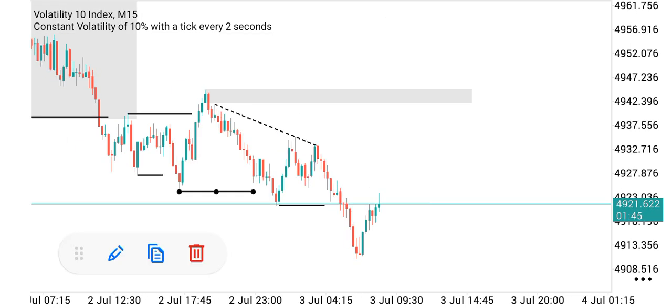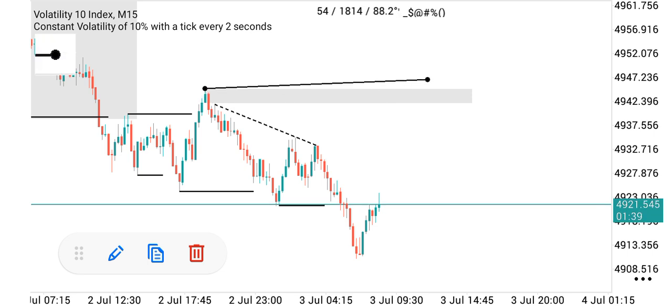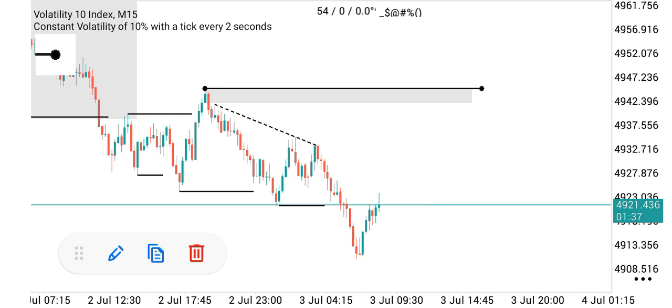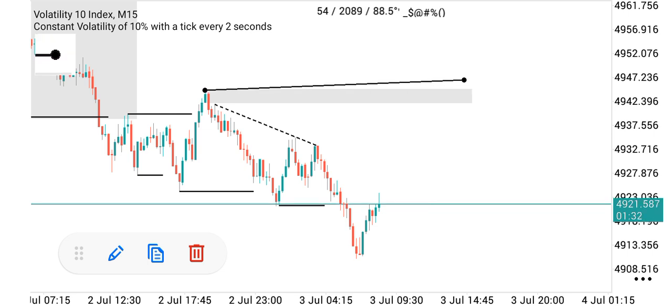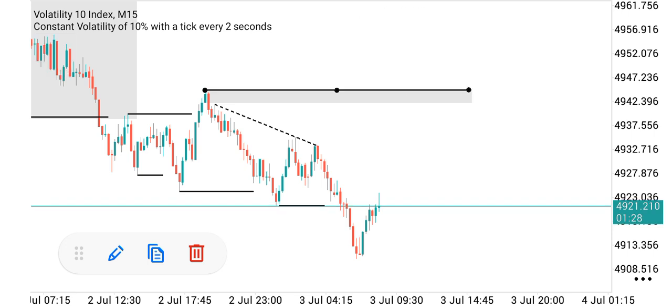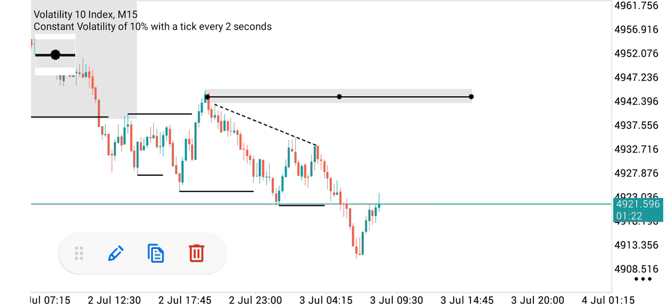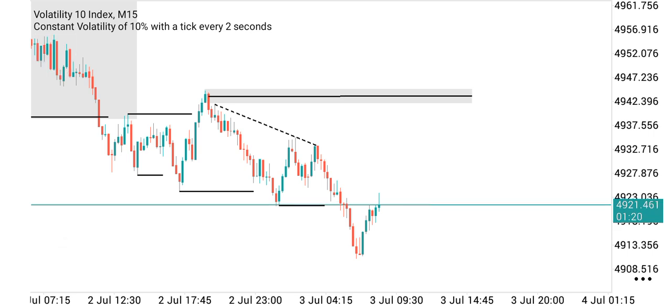Then I mark out my 50%, which I want price to always test before I confidently take a trade. The 50% zone is just based on my confidence. Price should always tap into the 50% of your order block before you're confident to take a trade, and that is how I've been doing it, based on how I was taught. So I've marked out my 50% order block.